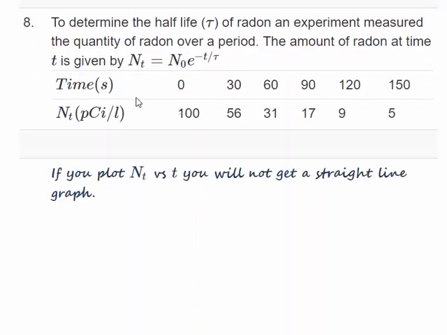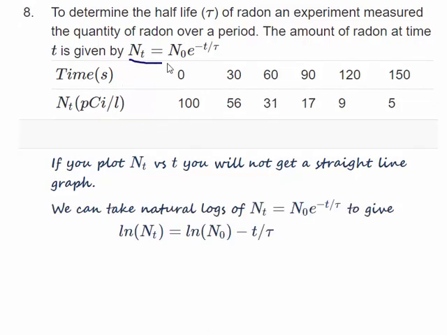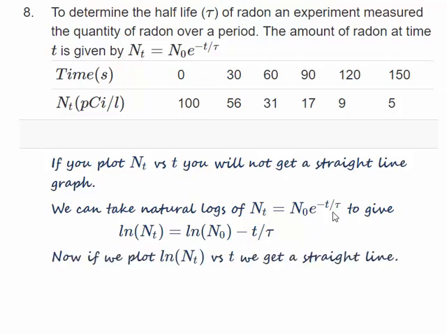Question 8. Time is going to be the independent variable and N_t is going to be the dependent variable, and if we plot time against N_t we won't get a straight line. So what we have to do is to take natural logs of this equation. The natural log of the left hand side is just log N_t. The log of the right hand side is going to be log of N_0, which is a constant, plus the log of e to the minus t over tau. Now log and e are inverse operations, so we just end up with the exponent, which is minus t over tau. And if we plot log of N_t against t, we will get a straight line.